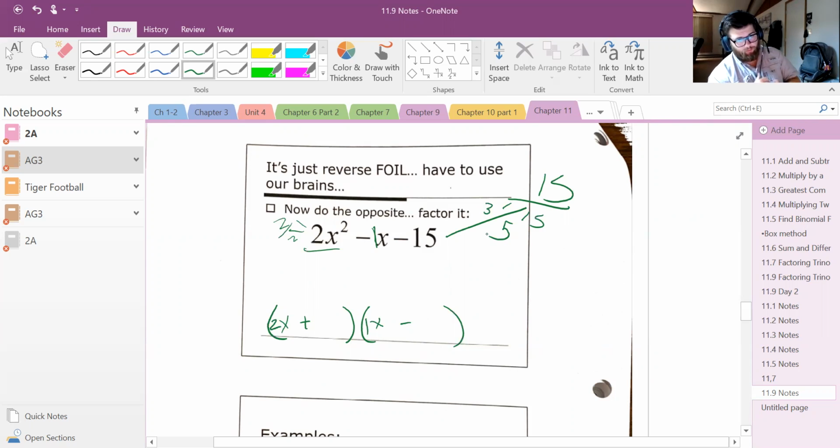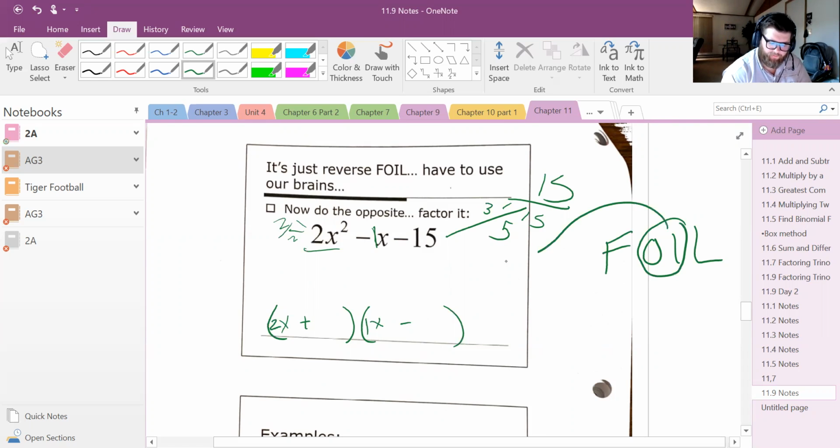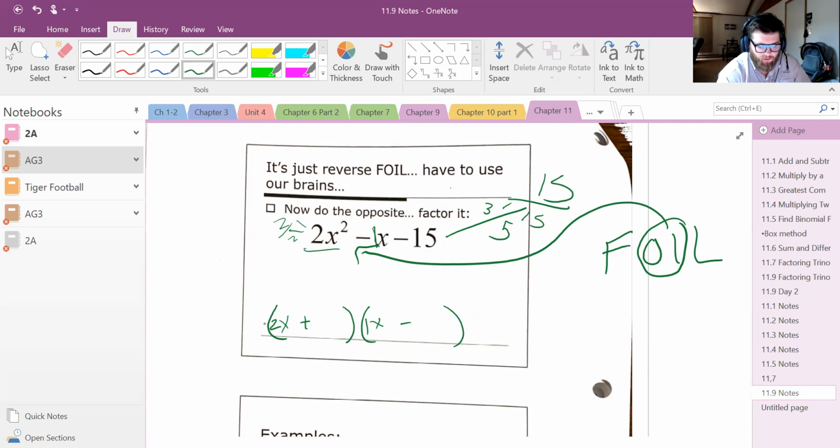I have to know foiling really well to get these. So first, outer, inner, last. The outer and inner will give me the negative 1x. But the difference is now we have a 2 in front of it. Normally this would just be x and we're smooth sailing. We just find two factors, but now we have to incorporate that 2.